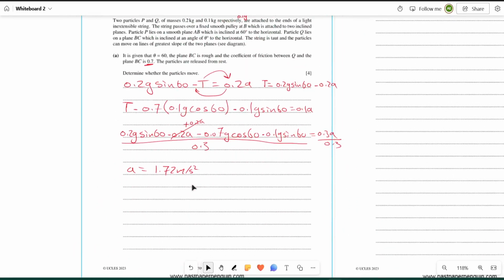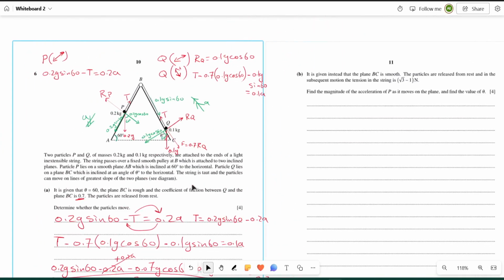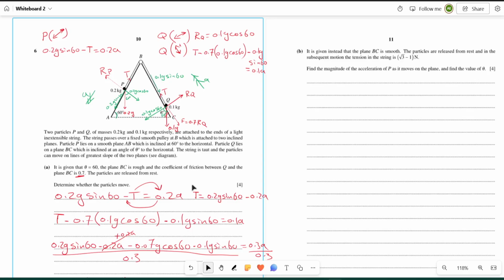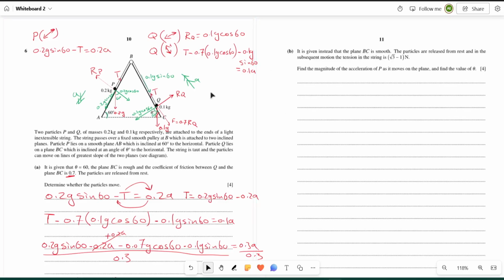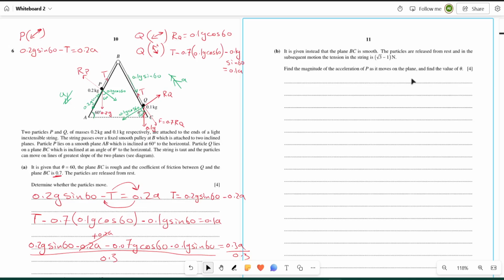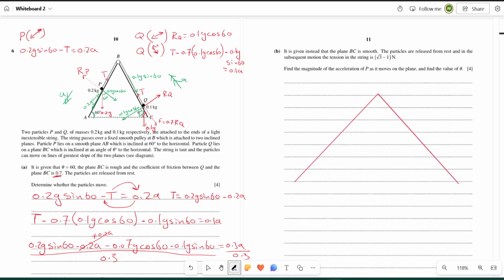Okay. Now, question part B tells me that it is given instead that the plane BC is now smooth, so it's no longer rough. The particles are released from rest, and in the subsequent motion the tension in the string is √3 minus 1 N. So I'm given the tension. It wants me to find the magnitude of the acceleration of P as it moves and the value of theta. So now theta's changed, and BC is no longer rough. Whenever you have anything that is changing, it's always advisable to redraw the whole thing and redraw your free body diagram. This is what I always do.